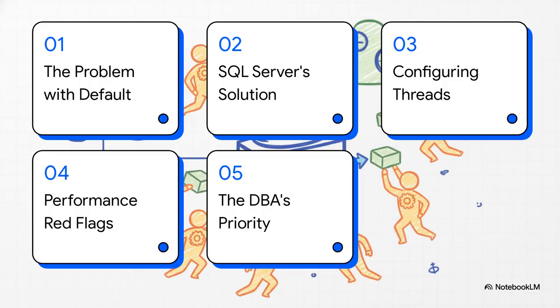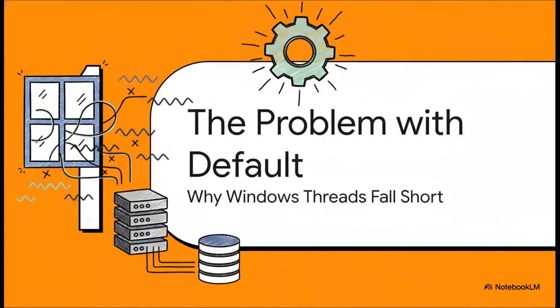So here's our game plan. We're going to start with the problem, why the default way of doing things just doesn't cut it. Then we'll get into SQL Server's really clever solution, SQLOS. After that, we'll talk about a configuration setting you should probably never touch, how to spot trouble, and finally, where your focus really needs to be. Okay, so let's get right into it.